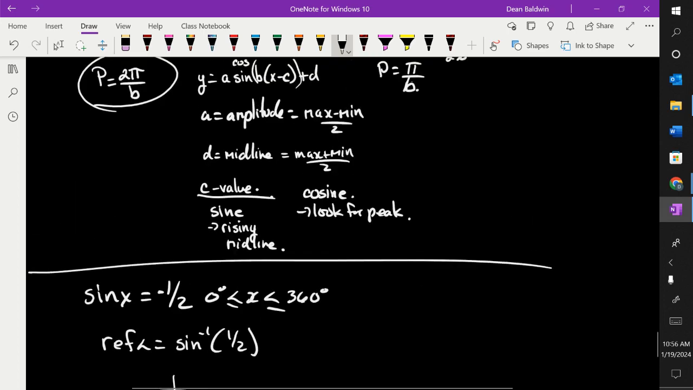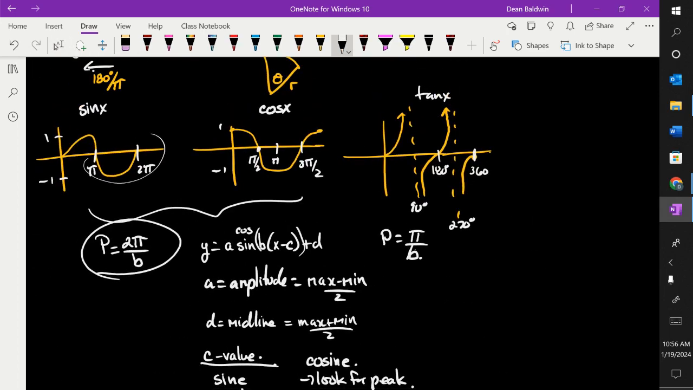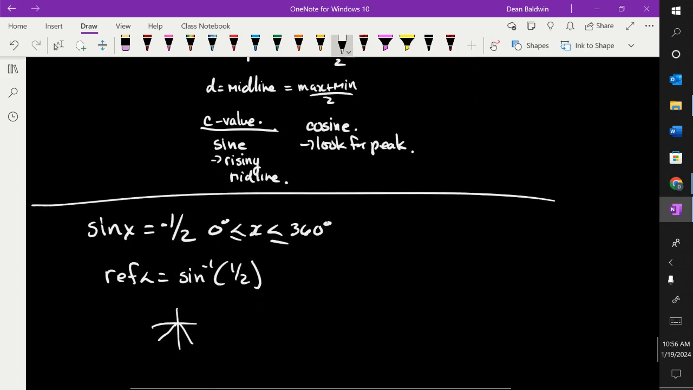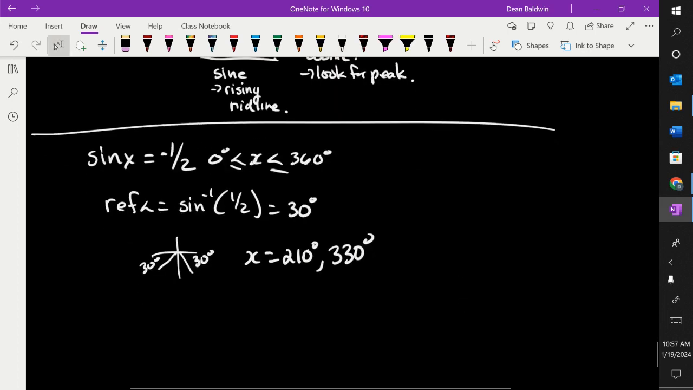You could also use the graph, just as a side note. Sine is negative in quadrants 3 and 4. All right. What was the reference angle? 30. So we know that is 30. We know this is 30. So what does x equal? 210 and 330. If for whatever reason I said do it between 0 and 2 pi, your answer has to be in rads. What's 210 in rads?